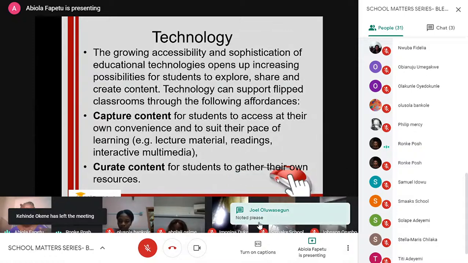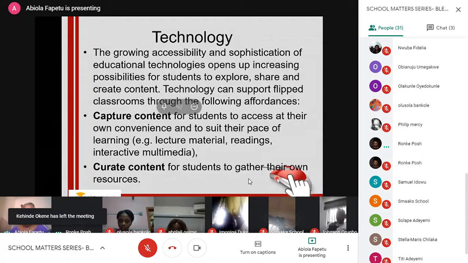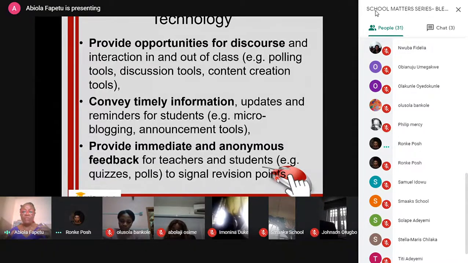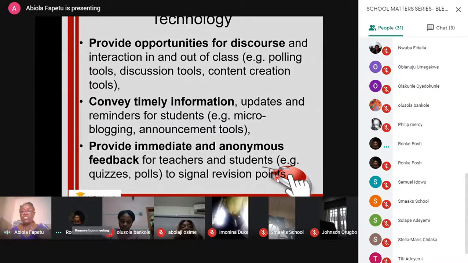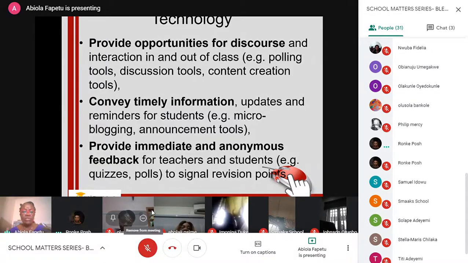It helps you curate content for the students so that they can gather their own resources. It helps you provide opportunities for discussion. You can poll them. They have polling tools, discussion tools, content creation tools. You can convey timely information with updates and announcements. You can provide immediate and anonymous feedback for teachers and students through quizzes and polls.